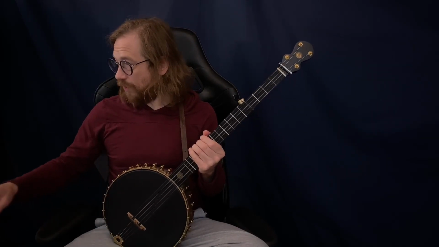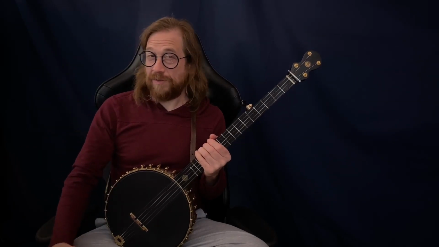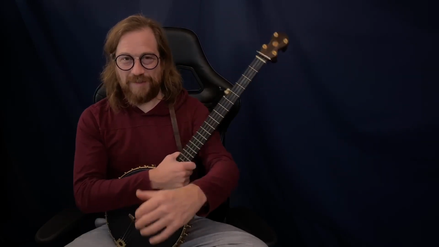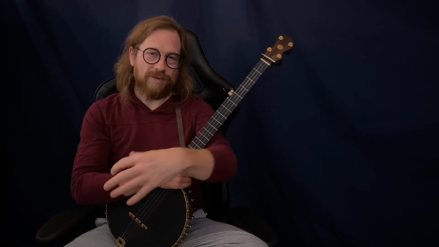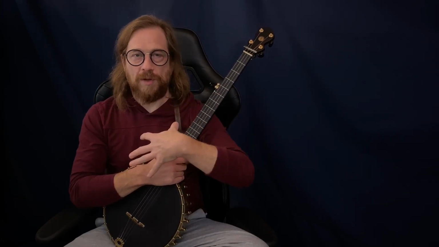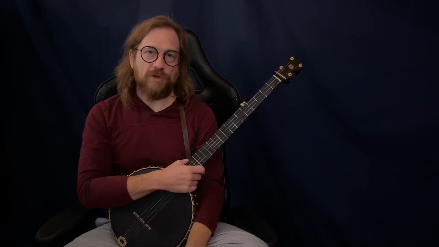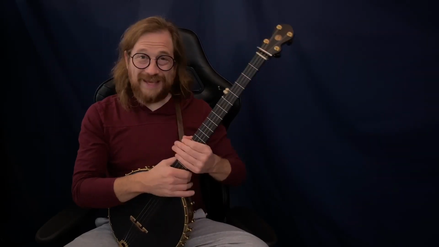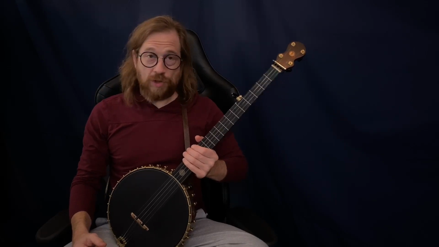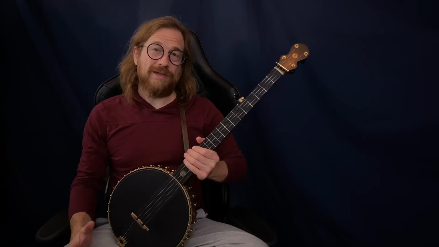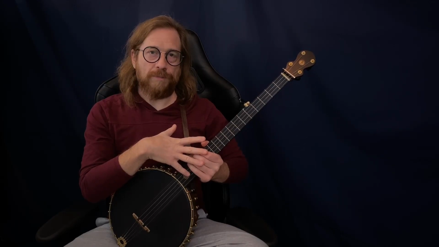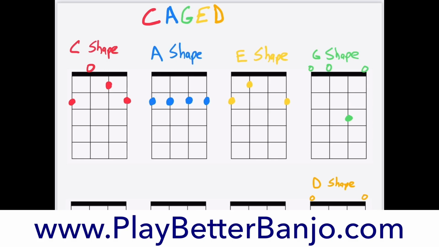So that's a good question. If you don't know what the CAGED system is for guitar, you might want to research that on your own on the internet. But let's say you're here watching this video because you are curious if there's a way that the CAGED system can be translated to the banjo, or at least if we can find some parallels or some analogs there. And the answer is yes. So let me show you how you can take those CAGED system ideas and apply them to the banjo as well. Let's just take a look here at this chart.